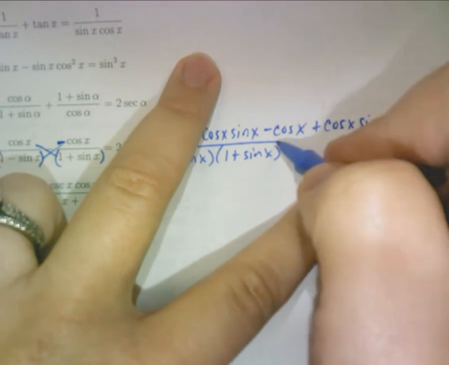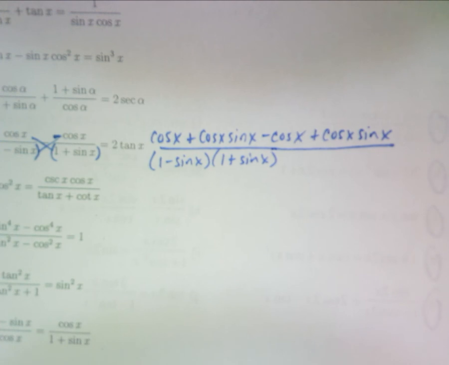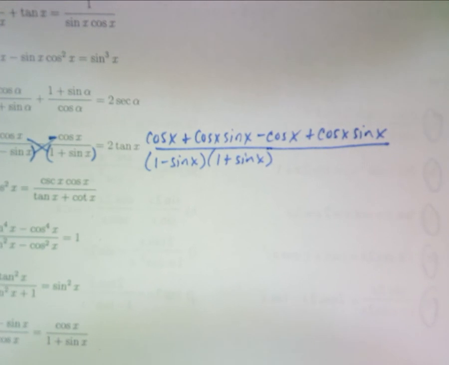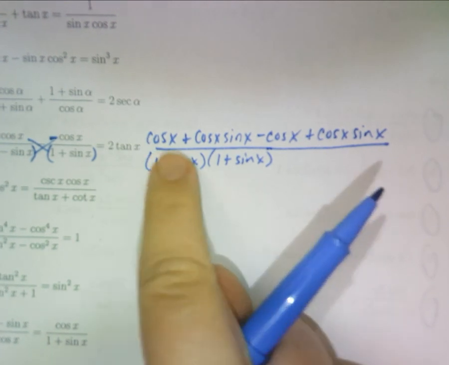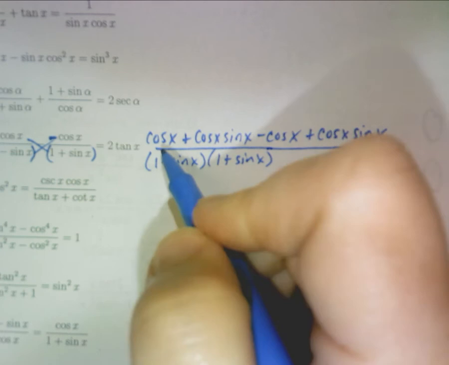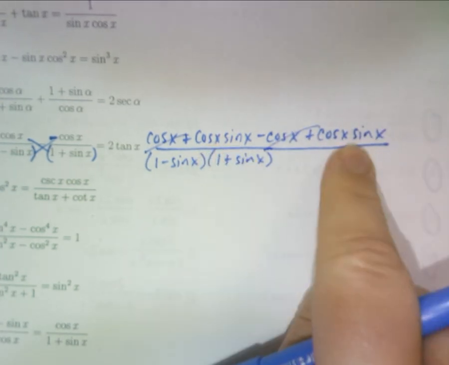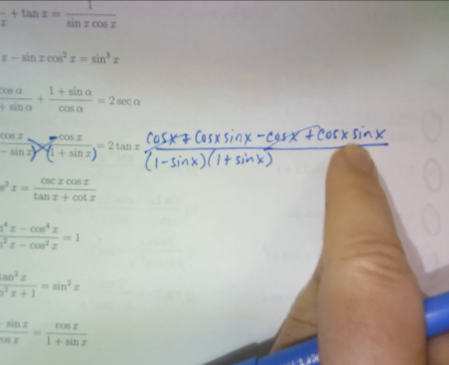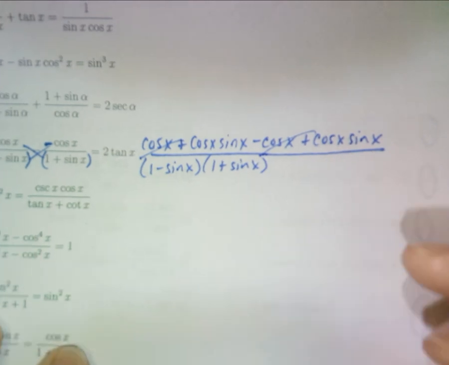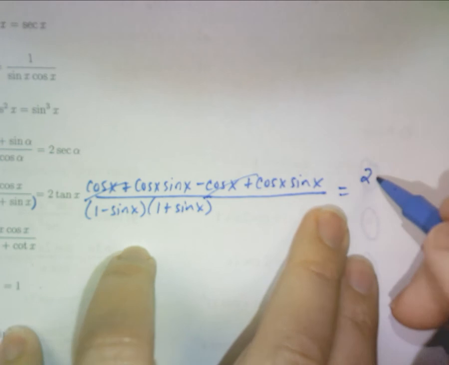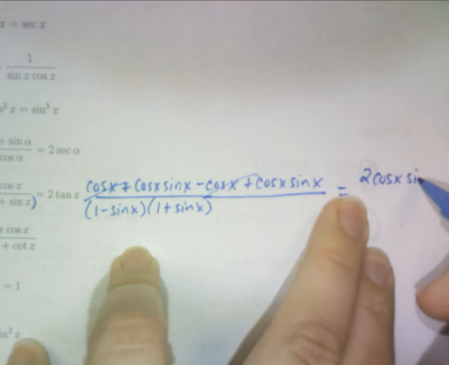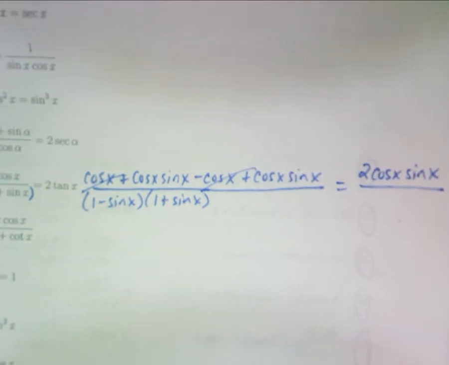Now, you might think, that looks terrible. I've actually helped myself out right now because look what happens. What happens to the cosine x's? Bye-bye. If I have one cosine sine and another cosine sine, how many cosine sines do I have? 2. And you put the 2 out in front. So you have 2 cosine sines. That whole top became 2 cosine sine.